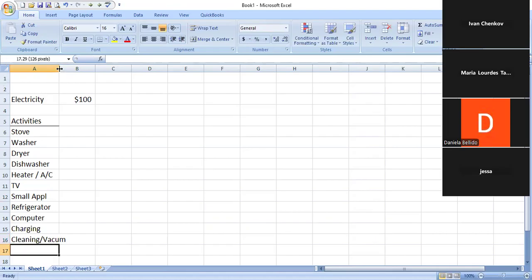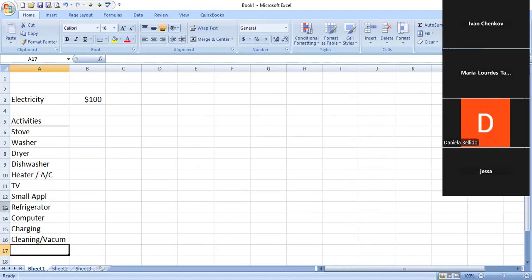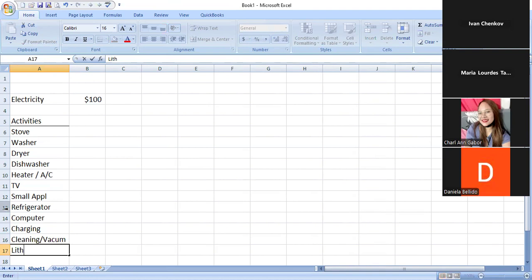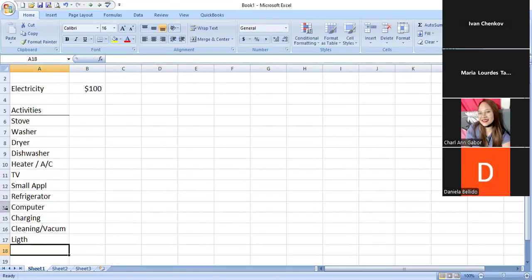I think we have more than enough activity. Oh no, we're missing the most important one. Light. Light. And that will be it, right? Correct? Let's stop it here. At some point we have to stop. Oh, here we have the activity.